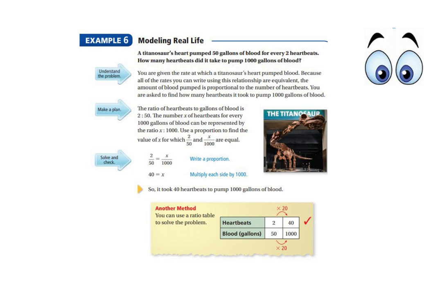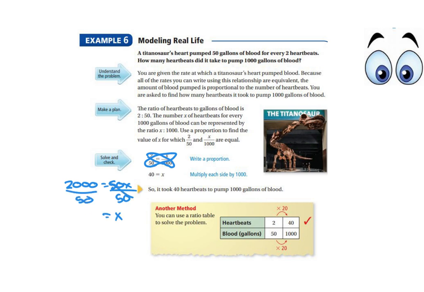Some of you, when you get to this point, you'll look at this problem and you'll see 50, and you'll know that 50 times 20 is 1,000. So 2 times 20 is 40. And then another strategy that you could use is your cross product strategy, where you do 2 times 1,000 and you get 2,000. And then 50 times x is 50x. Divide both sides by 50.